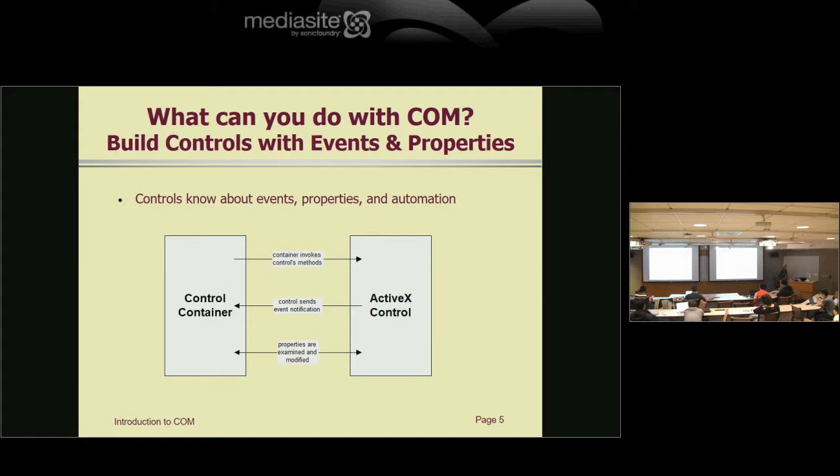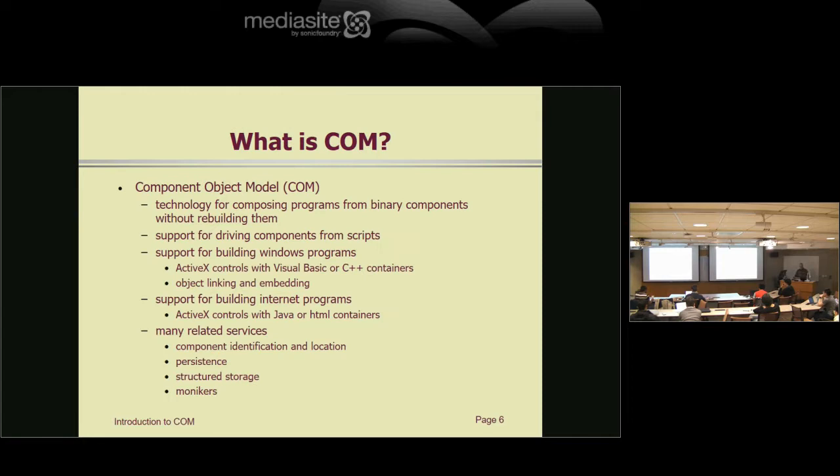That used to be a hot topic in COM. So what's COM? Component Object Model: technology for reusing, for composing programs from binary components without rebuilding them, support for driving components from scripts, support for building Windows programs with ActiveX controls, object linking and embedding, support for building internet programs using ActiveX controls with Java or HTML containers, lots of related services, component identification, location, persistence, structured storage, monikers.